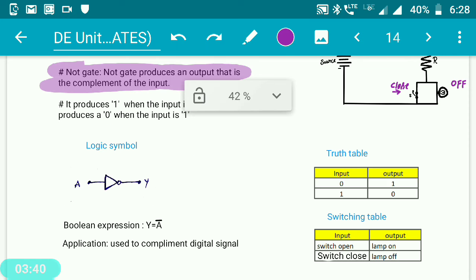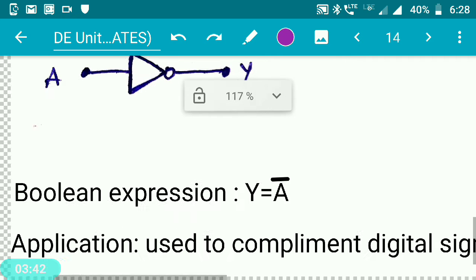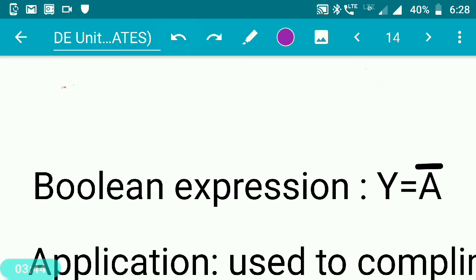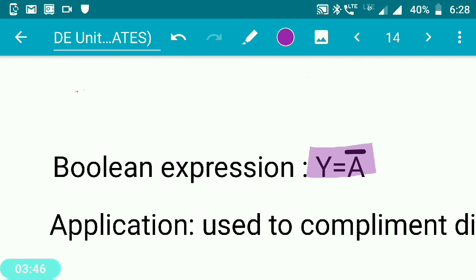Then we go to understand the boolean expression of the not gate. The boolean expression of the not gate is always Y = A bar, wherein Y is the output and A is the input. Whatever input you give, the complemented input is what your output is going to be.